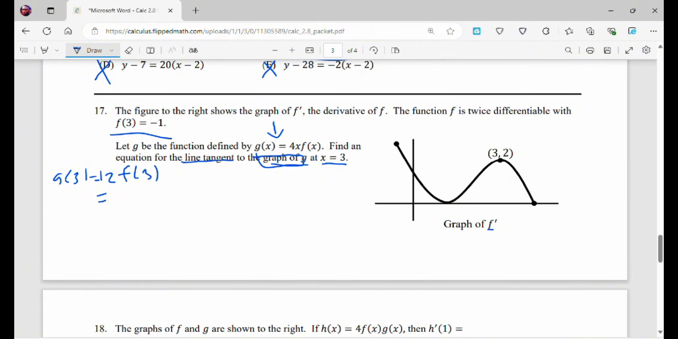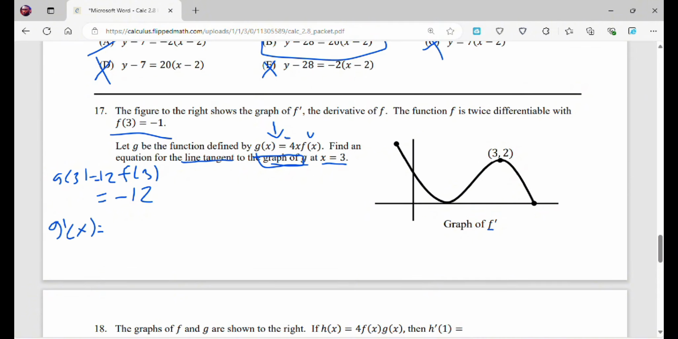I guess it doesn't look like an f. Okay. So 12 times -1 is -12. Now we need g prime. G prime of x equals, and then vu, right? So v is going to be f, u prime is going to be 4, plus u v prime.